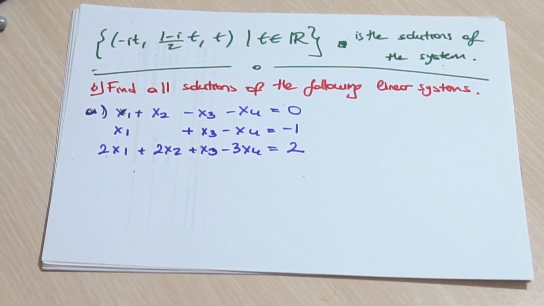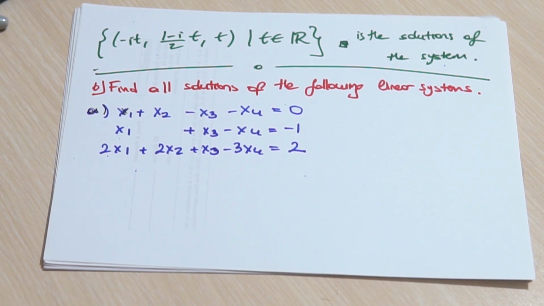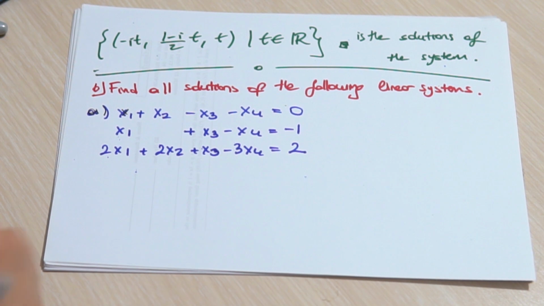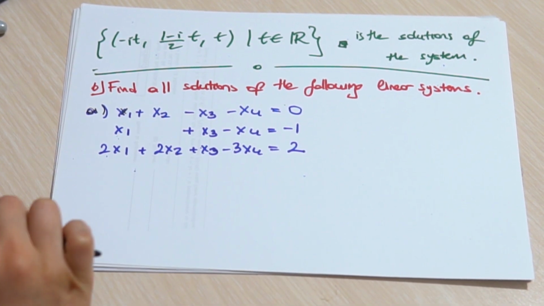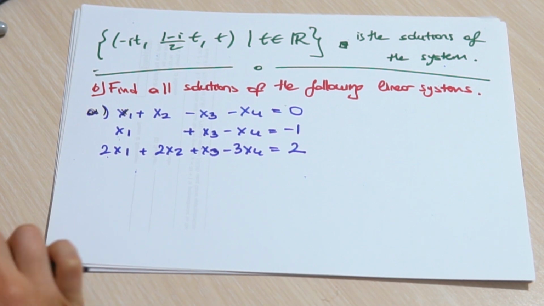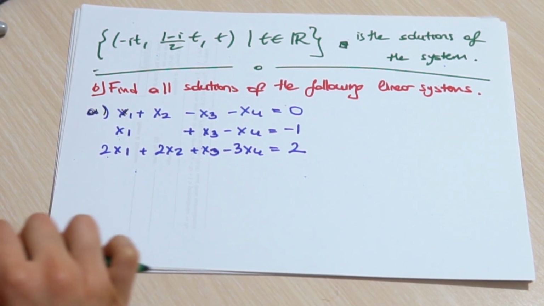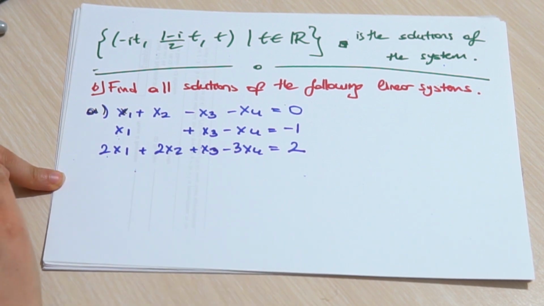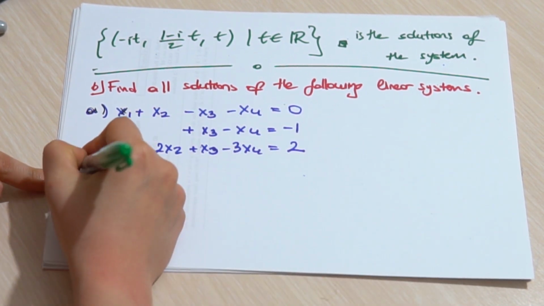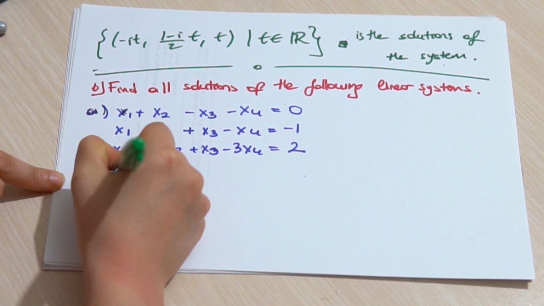Question 6 is to find all solutions of the following linear system. First one is this one. A: x1 plus x2 minus x3 minus x4 is equal to 0; x1 plus x3 minus x4 is equal to minus 1; 2x1 plus 2x2 plus x3 minus x4 is equal to 2. Let's find the augmented matrix for this one.